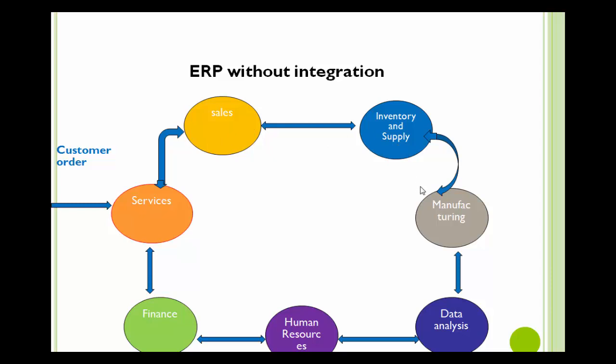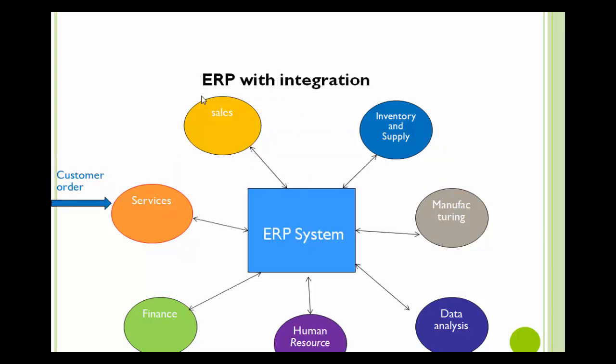Each and every department, for example, is maintaining their own database, right? Their own database or their own application process. In such a case, we will have a lot of issues with ERP without integration. For example, with ERP integration, all the departments and its functions are connected with one central ERP system or a central server.